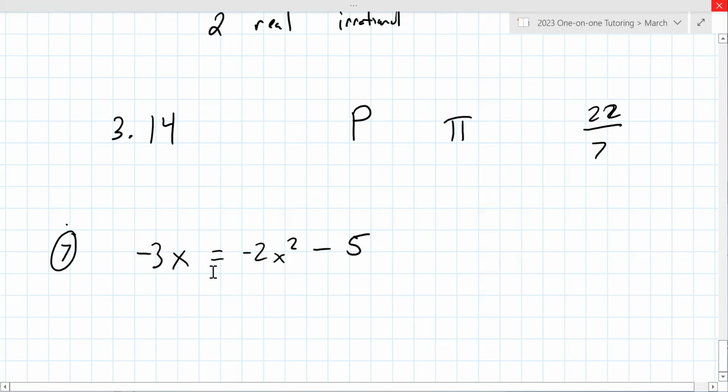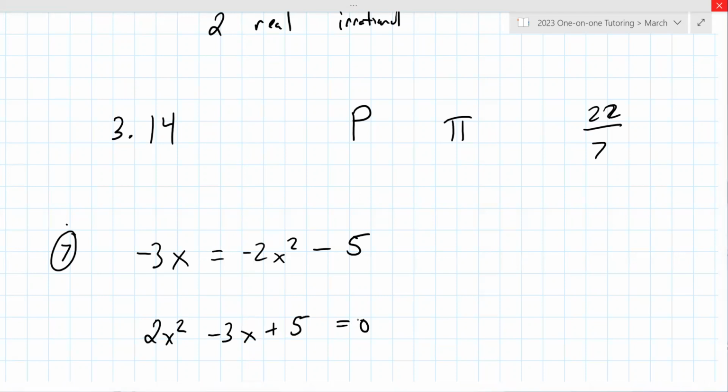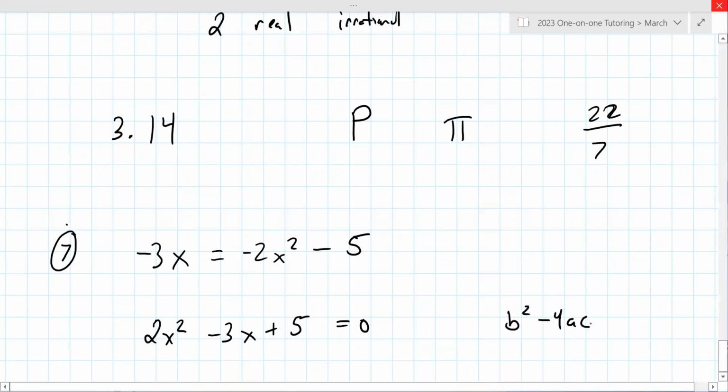Yes. Okay. So you've got to get everything on one side of the equal sign. My choice will be to go left. It does not change the answer if you move to the right. I just like having that leading term positive. That's just my preference here. So we've got 2x squared minus 3x plus 5 equals 0. I want you to find b squared minus 4ac for us, please.